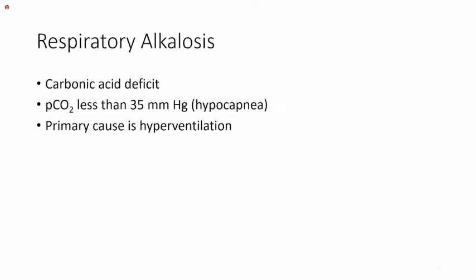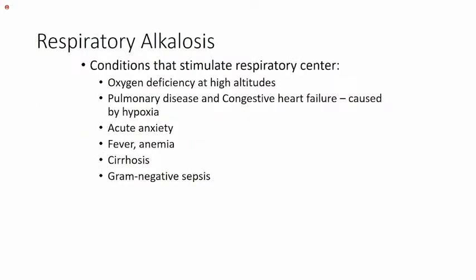The last acid-base abnormality is respiratory alkalosis. So with the respiratory alkalosis, remember this is your patient who is hyperventilating. So they're blowing off CO2. So you've got a carbonic acid deficit. PCO2 is less than 35. And the primary cause is hyperventilation.